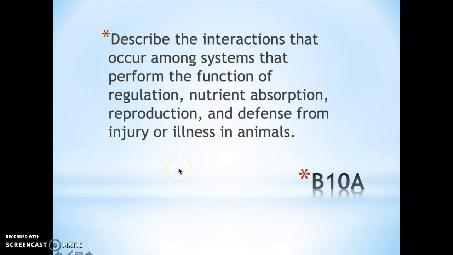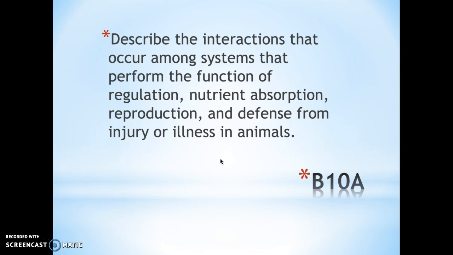So the objective here is the TEK 10A. It says the students will be able to describe the interactions that occur among systems that perform the function of regulation, nutrient absorption, reproduction, and defense from injury or illness in animals. So just like we talked about plants on the other video, this one we're going to be covering the animal systems and how they interact with one another.